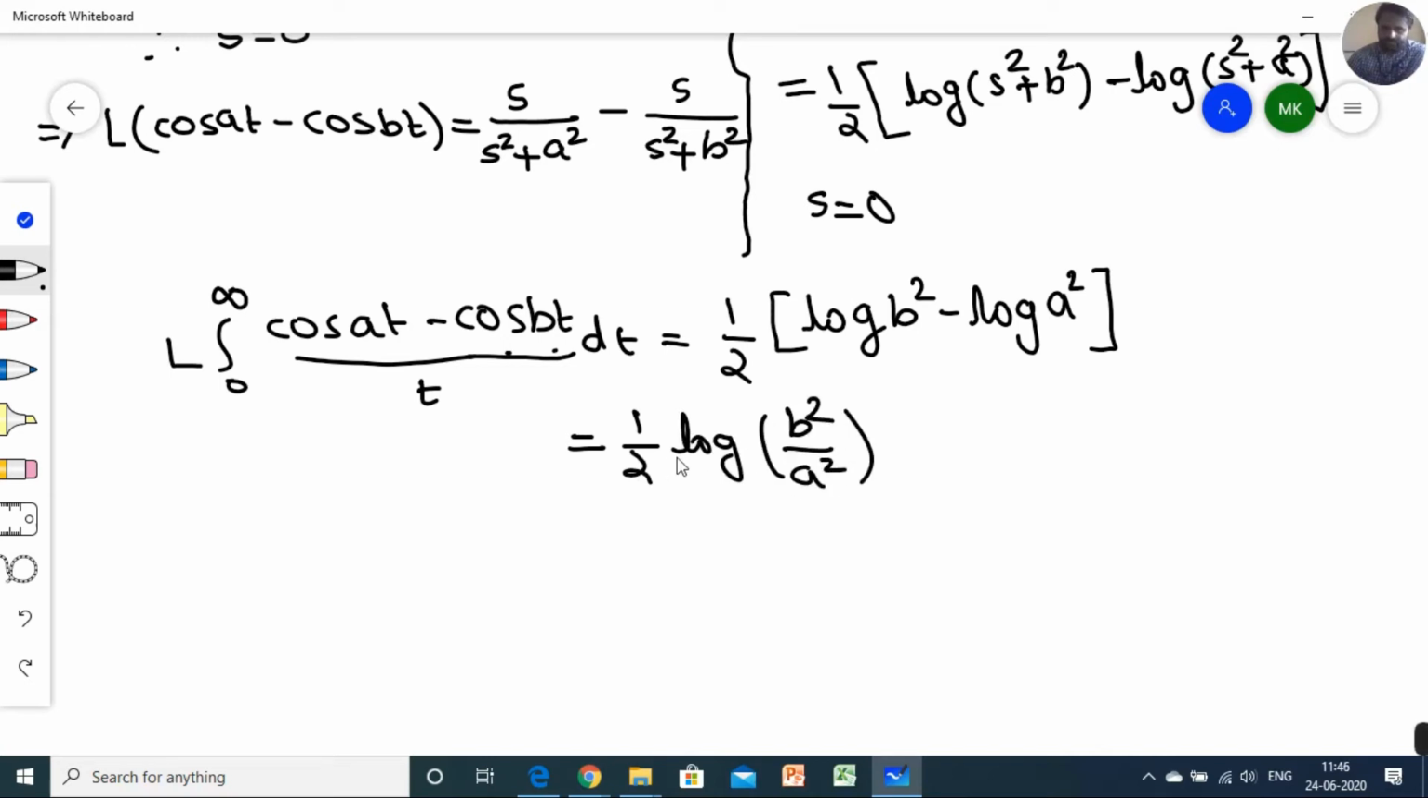Now hope all of you are aware that the term which is multiplied in front of log, we can convert this part as log of b by a directly. Because of this half, we can shift 1 by 2, and the term is a square term, so the 2 is cancelled by 1 by 2. So our answer is log of b by a. Hope all of you understand clearly.